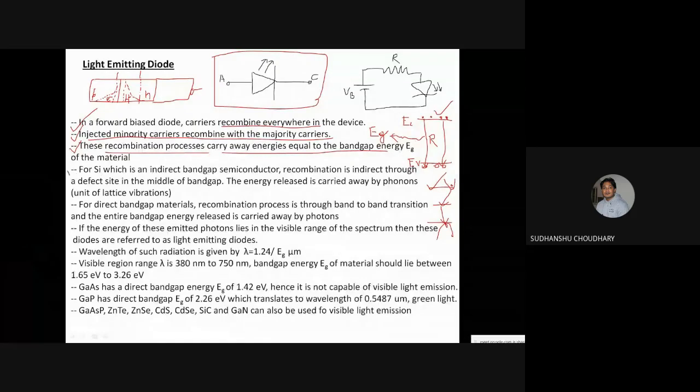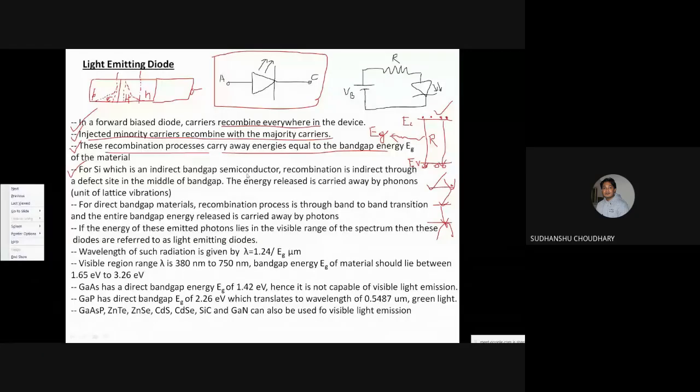So that is my fourth point. That is, for silicon, which is an indirect band gap semiconductor, recombination is indirect, through a dead site in the middle of the band gap. So recombination is through an impurity state within the band gap, and the energy released is carried by phonons, which is actually a unit of lattice vibrations. So this is what happens in indirect recombination. Let me clear everything.